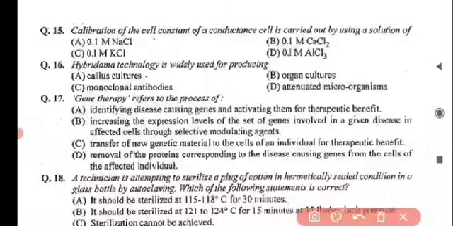Now next question is the calibration of the cell constant of a conductance cell is carried out by using a solution of, correct answer is option C, 0.1 molar KCl. Next question is hybridoma widely used for producing monoclonal antibody, option C is correct. Next question is gene therapy refers to the process of, and the correct answer is option number C, transfer of new genetic material to the cells of an individual for therapeutic benefit.